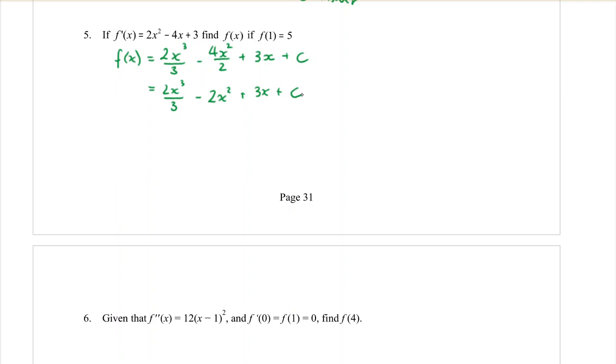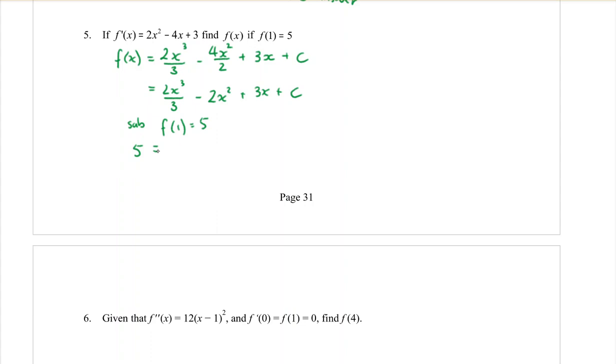F of 1 means if I sub in that x is equal to 1 into here, all these x's become 1s, then the y value would be equal to 5. Okay, that will be my f of x part. So I'm going to sub that in. I'm subbing that f of 1 is equal to 5. So the 5 goes where the f of x is, because remember f of x is just like a y equals, that's the y value.